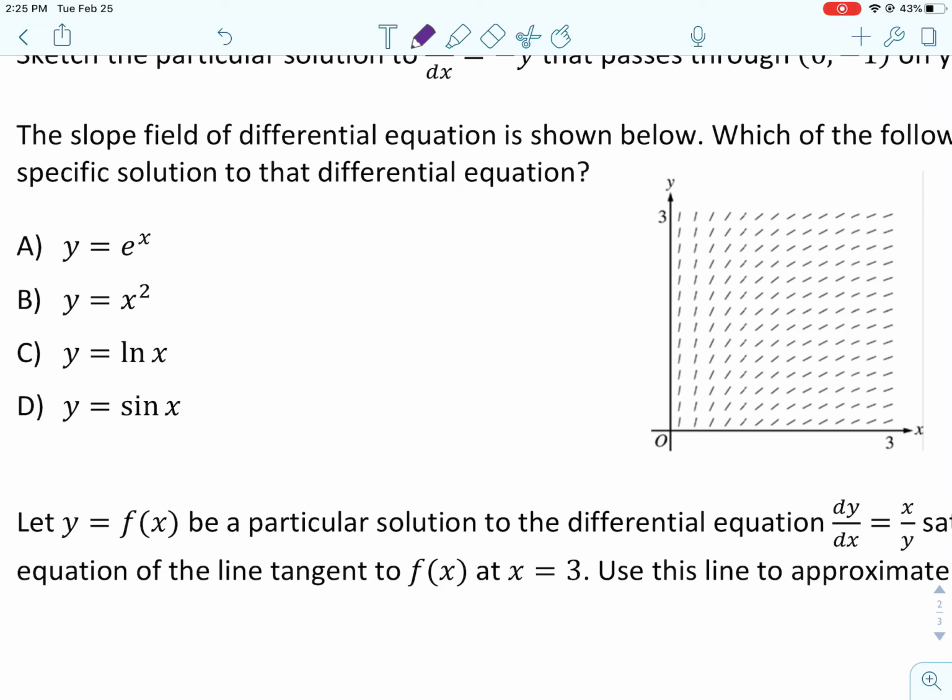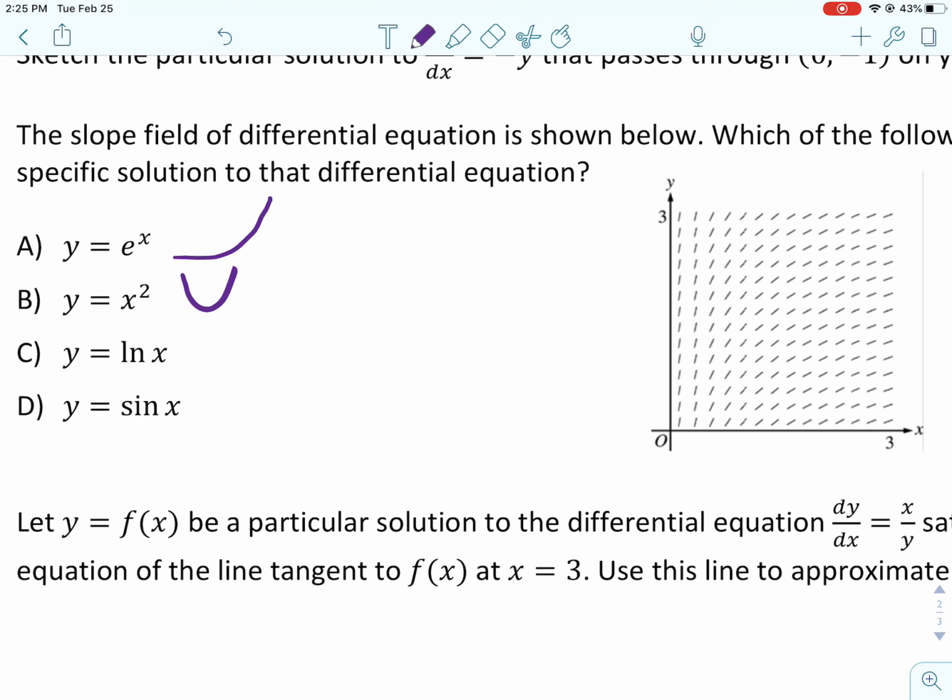So y equals e to the x. What does that graph look like? Draw it with your finger. Well, it's flat, a horizontal asymptote, and it curves up. It's not that one. We all know y equals x squared is a parabola. Is it that one? No.